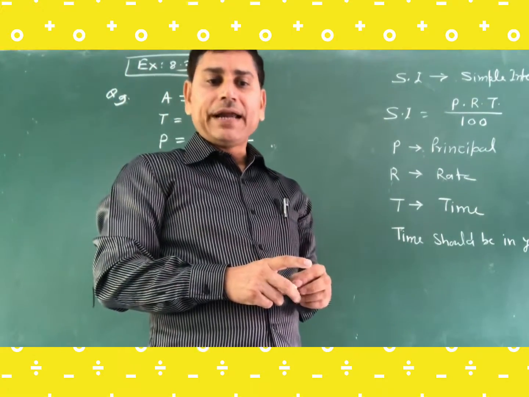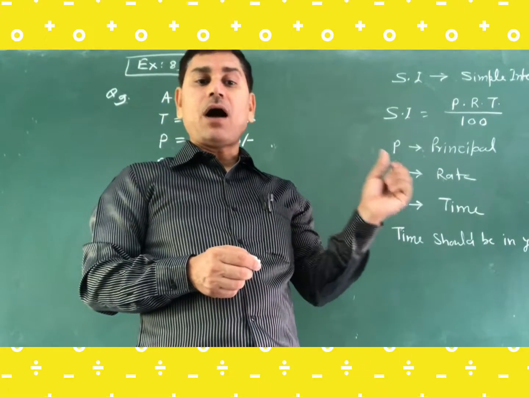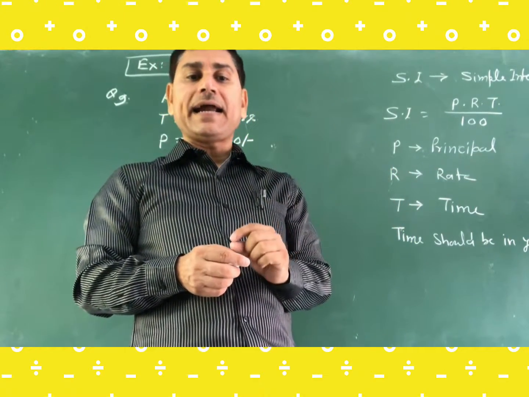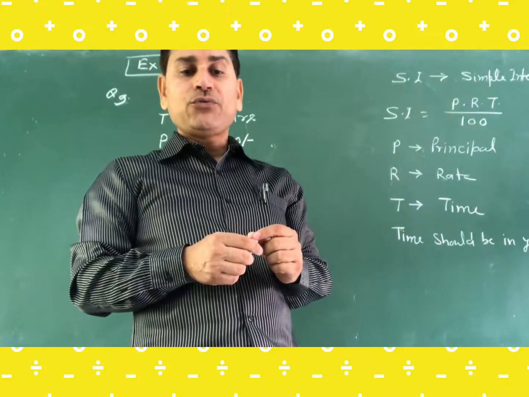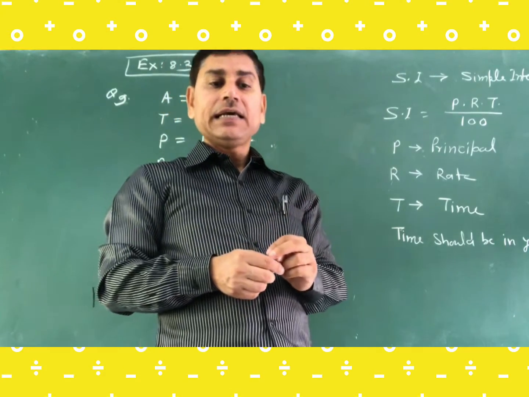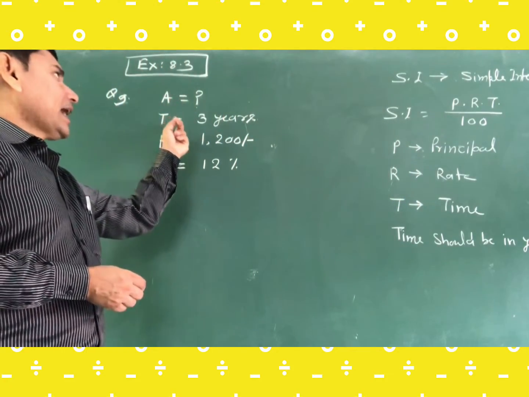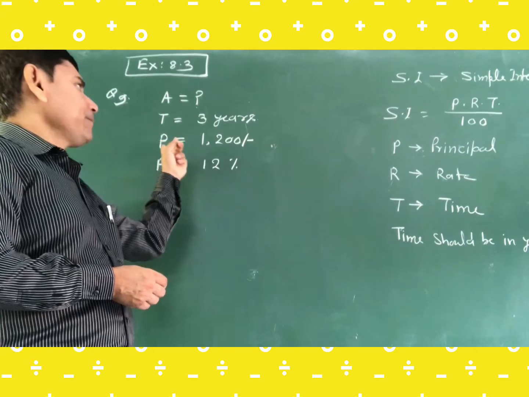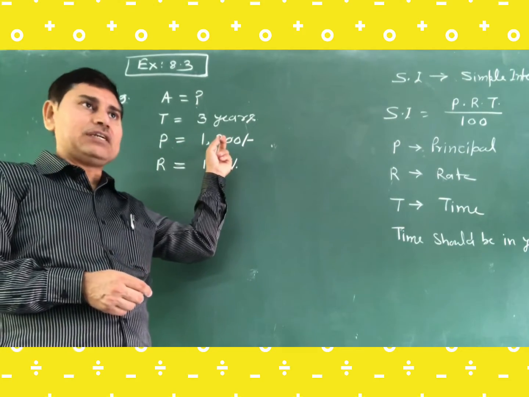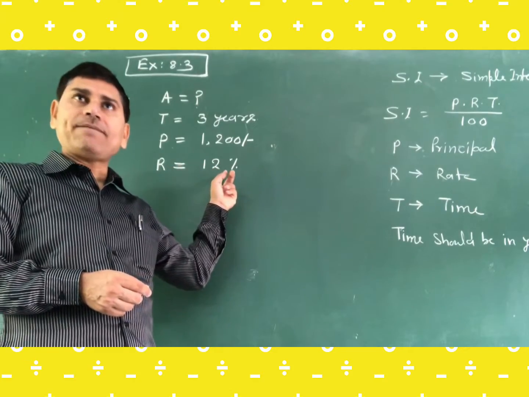In question number 9 of this exercise 8.3, the question says to find the amount to be paid at the interest of 3 years in each case. Here two parts are given. In part A, the time is 3 years, the principal amount is 1200, and the rate is 12%.